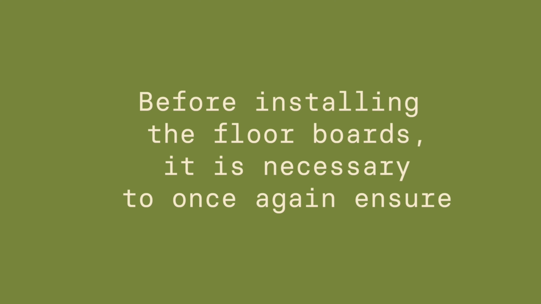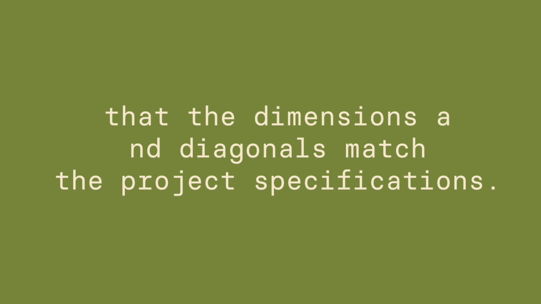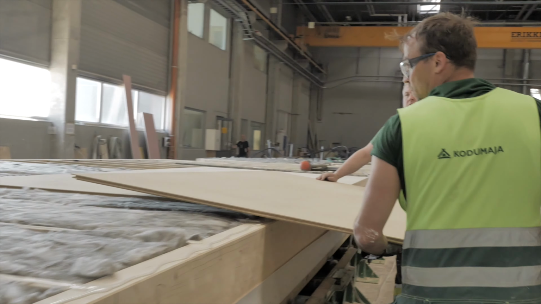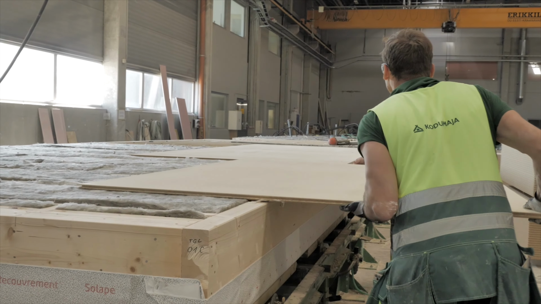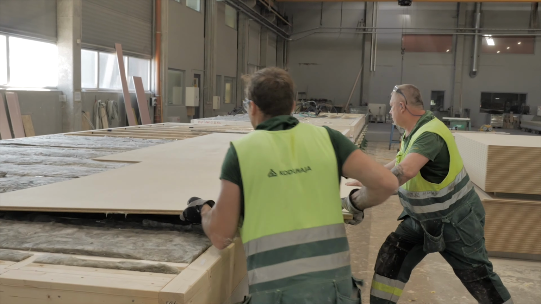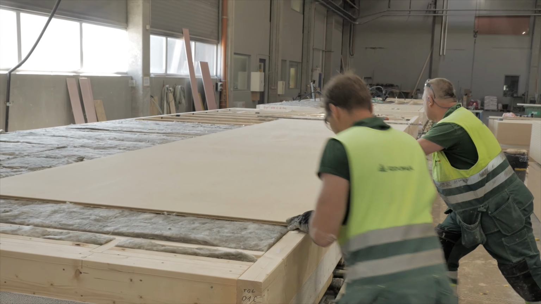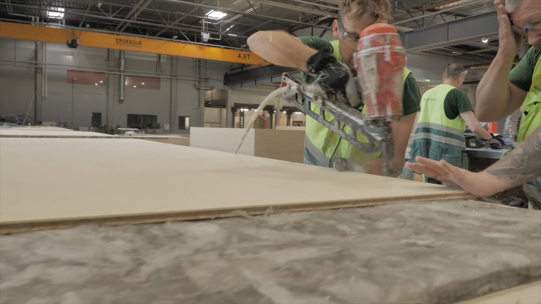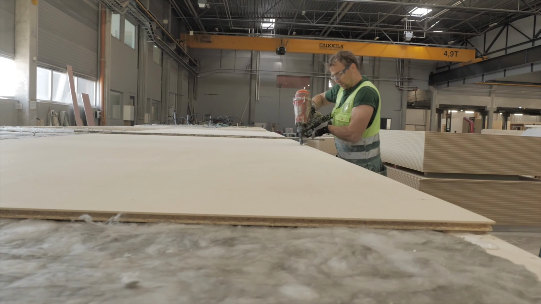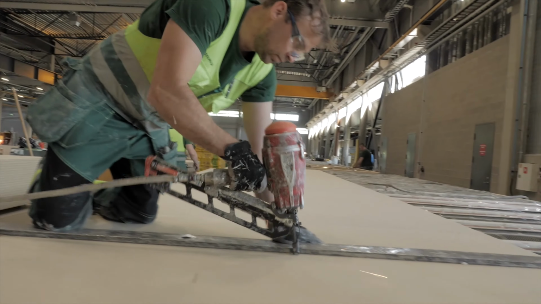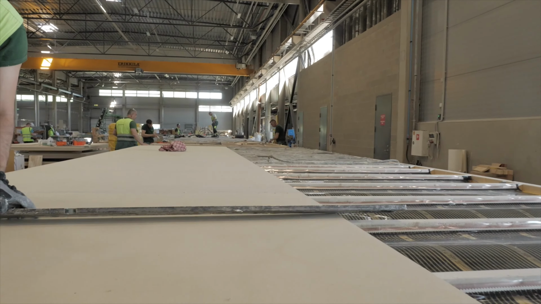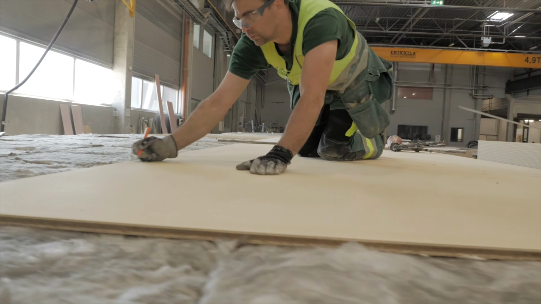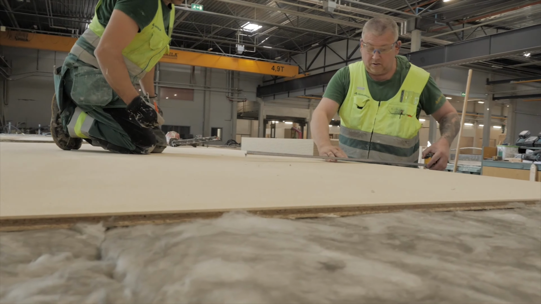Before installing the floorboards, it is necessary to once again ensure that the dimensions and diagonals match the project specifications. Subfloorboards are typically made of plywood, veneer, or OSB boards. The attachment of the boards is carried out according to the work drawing and a pre-developed standard solution. The boards are glued to the beams, and for fastening, either nails or screws are used at designated intervals, usually 150 to 300 millimeters. As the board is covering the beams below, it is smart to mark the beam's location on the subfloorboard, so it's easier to nail the boards into the beam later.